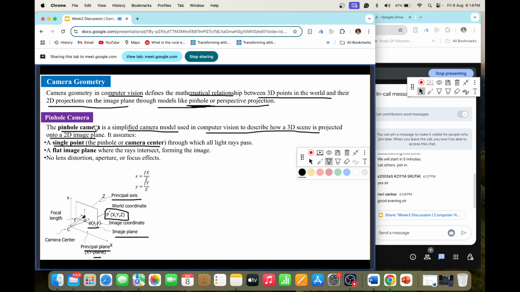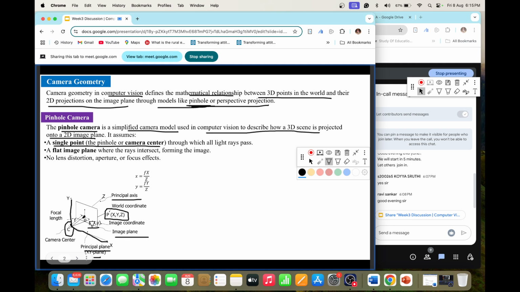Okay, here we are discussing the pinhole camera. Now where is the camera located? The camera center is here. So this is the camera center. The plane comprising the camera center, this XY plane, is known as the principal plane. Now what is the image plane? The plane comprising the image point, that is the image plane.